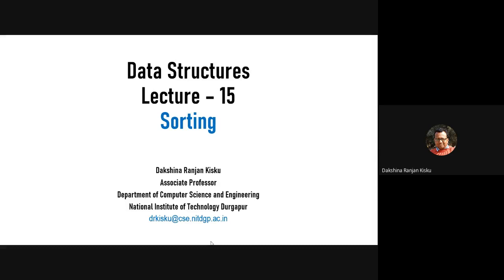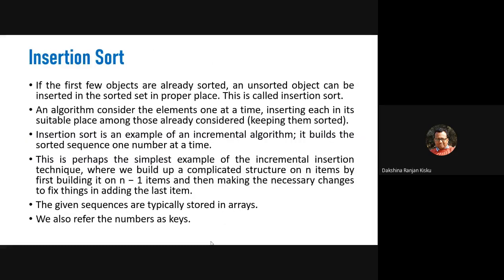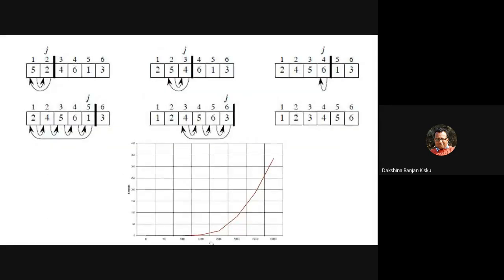Okay. In the last class, we discussed the basic idea behind the insertion sort. Today, we will look at the algorithm and try to understand how the insertion sort works. Okay. So for that, we will take an example. Here you can see an array of six integers. Here you can see an index j. So j indicates the element which has been inserted into the hand.